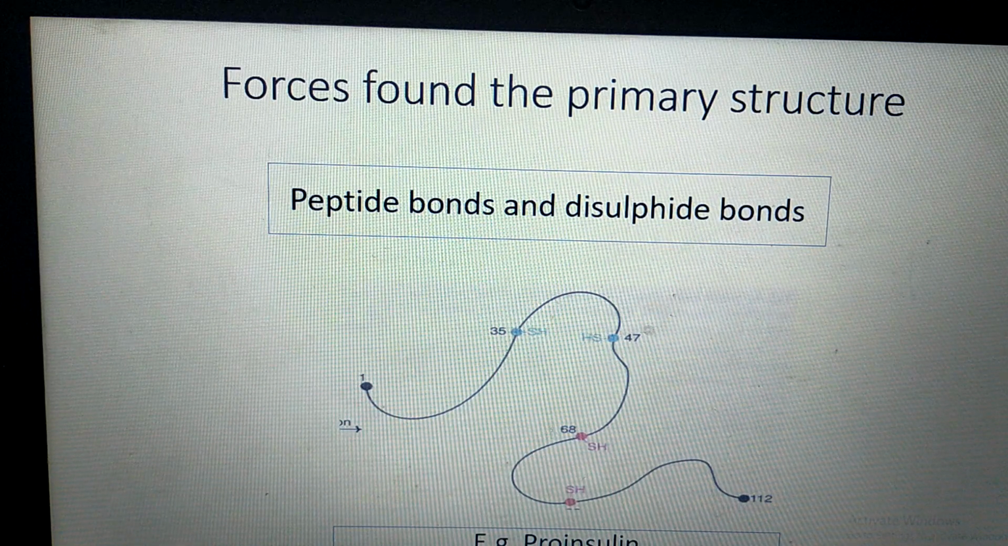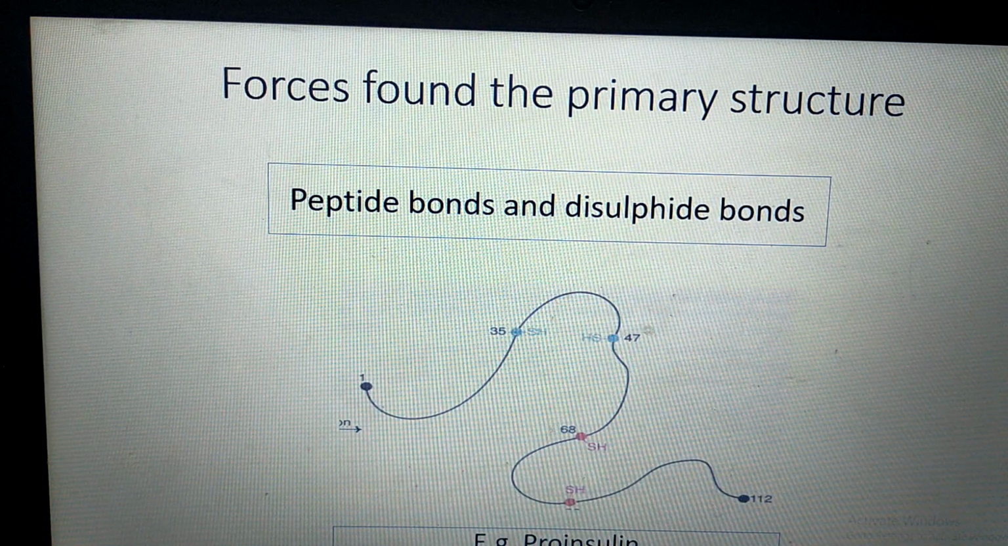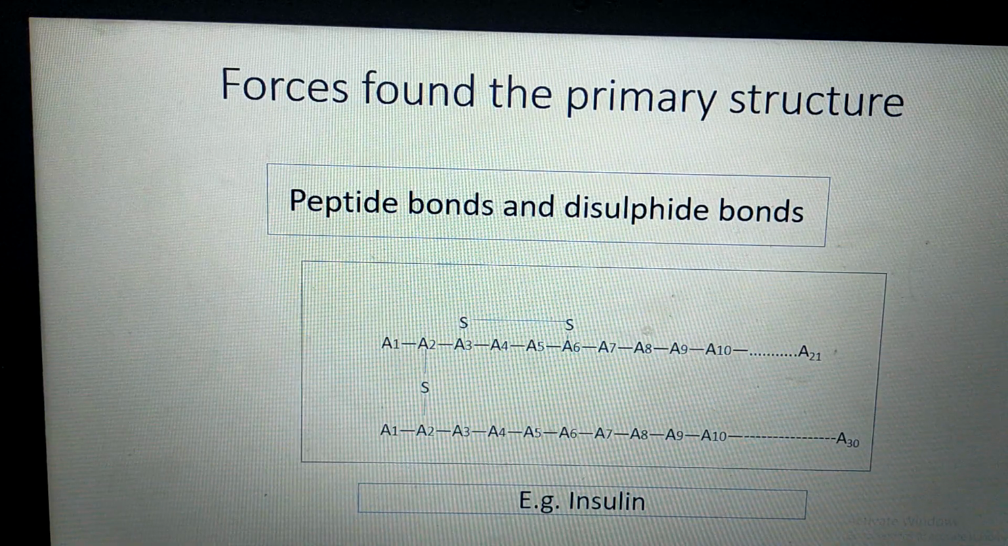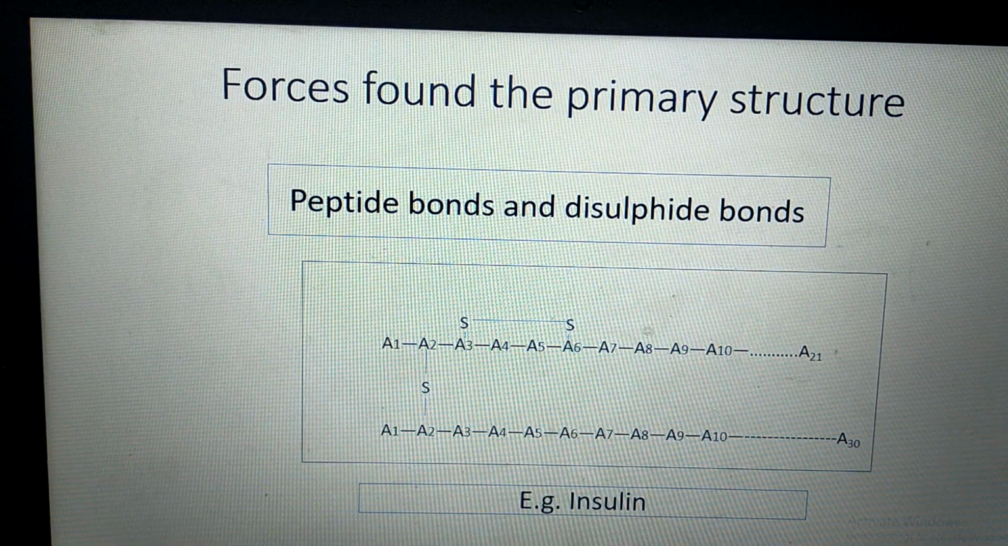So this is the example proinsulin, where peptide bond and disulfide bonds are present. This is a mature insulin with two polypeptide chains lying side by side in a straight chain manner joined by disulfide bond.